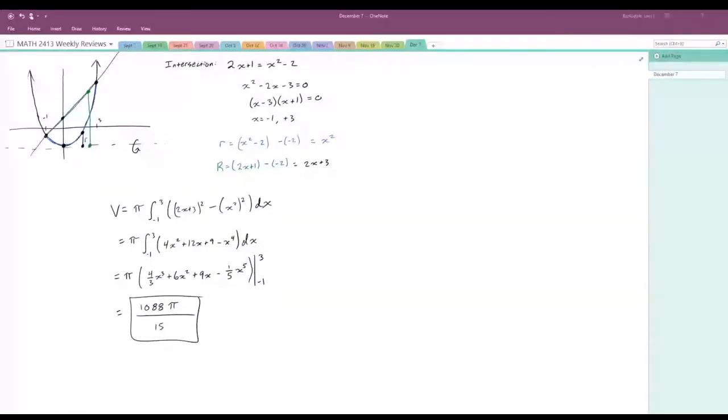Any questions as far as this problem? All right. In that case, we'll go ahead and do a practice problem for you.